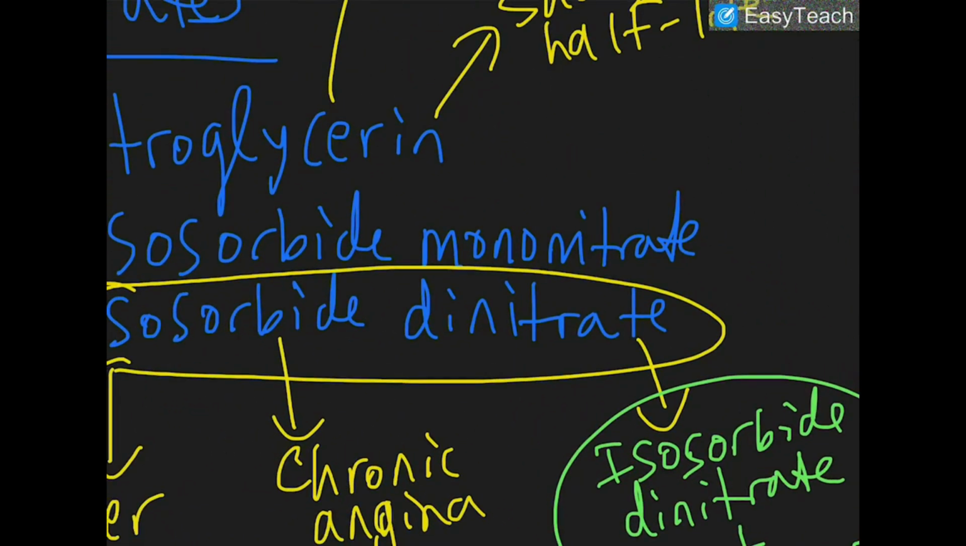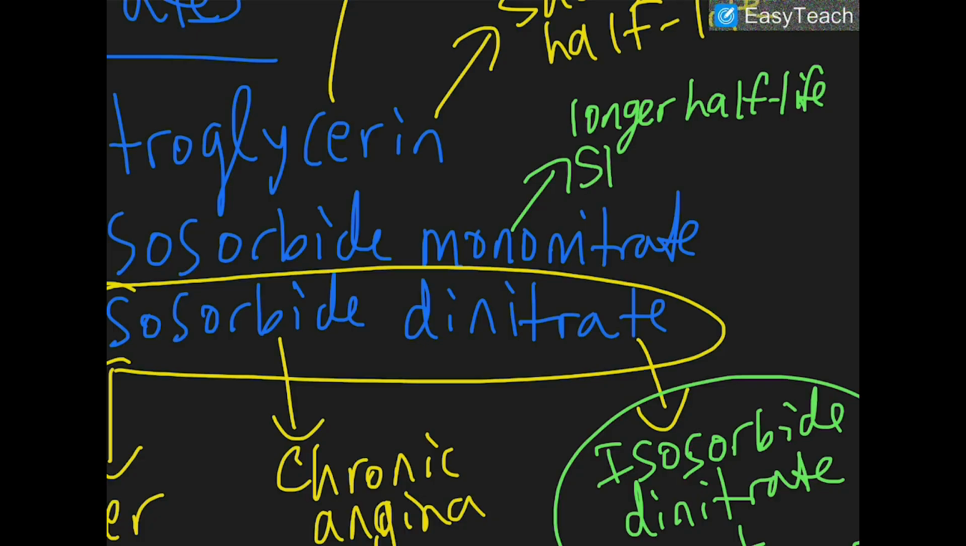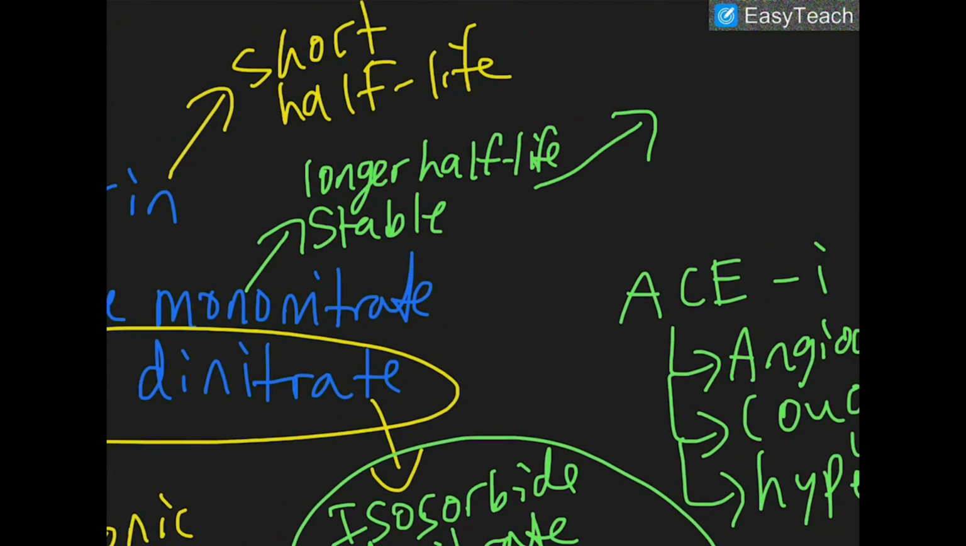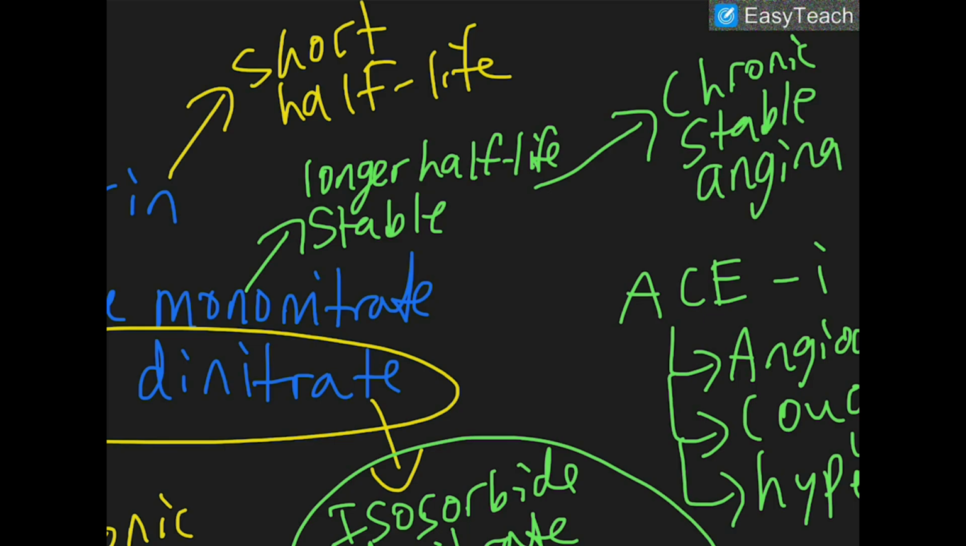And then isosorbide mononitrate just has a longer half-life than nitroglycerin. It's more stable, and it's more used for something chronic, again, like chronic stable angina. So those are the main differences to know between nitroglycerin, isosorbide dinitrate, and isosorbide mononitrate. Okay, so those are the nitrates.